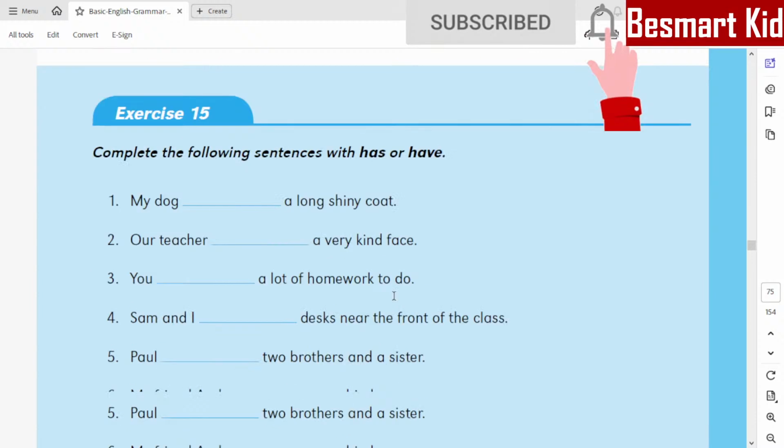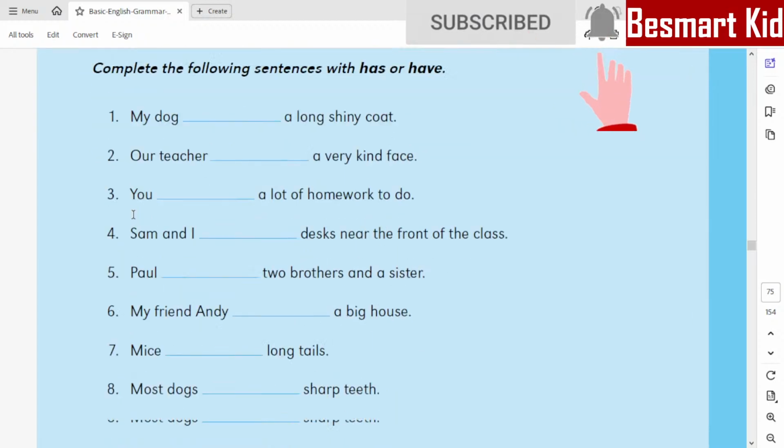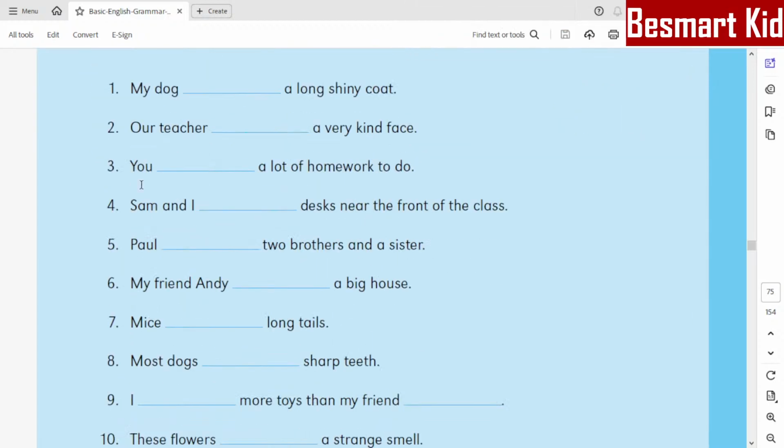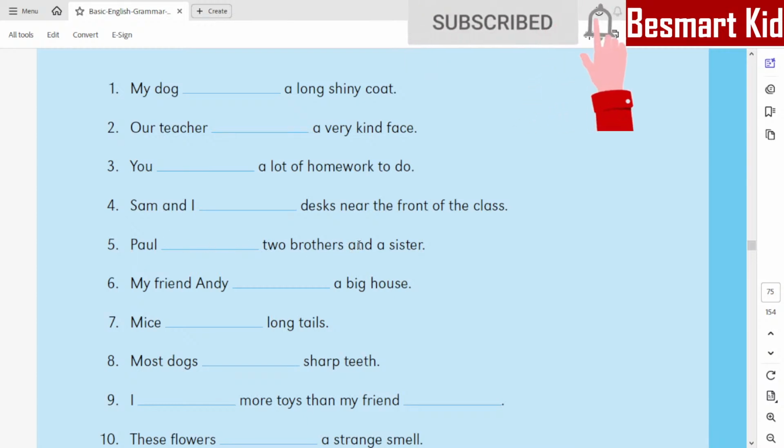Exercise 15. Complete the following sentences with has or have. One, my dog has a long shiny coat. Two, our teacher has a very kind face. Three, you have a lot of homework to do. Four, Sam and I have desks near the front of the class. Five, I have two brothers and sisters.